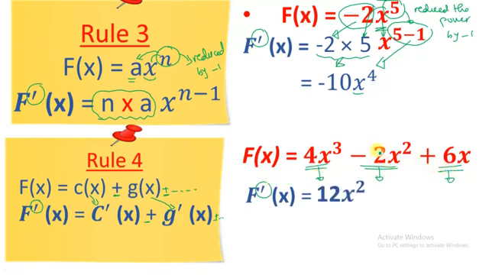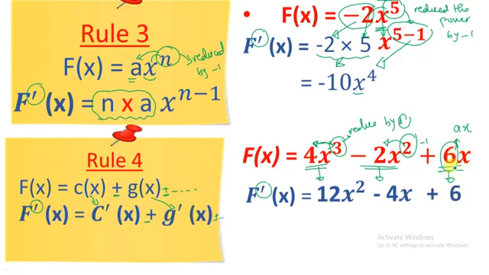That means the first term, 4x cubed, has derivative 12x squared. We multiply the power by the coefficient and we reduce the power by 1. Then the second term, minus 2x squared, we will multiply the power by the coefficient to get minus 4 and reduce the power by 1 to get minus 4x. Plus 6x is in the form ax, and its derivative is the coefficient of x, so it is plus 6.